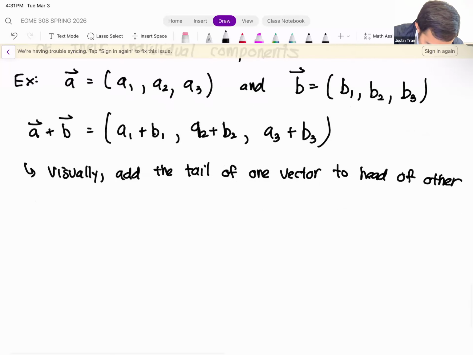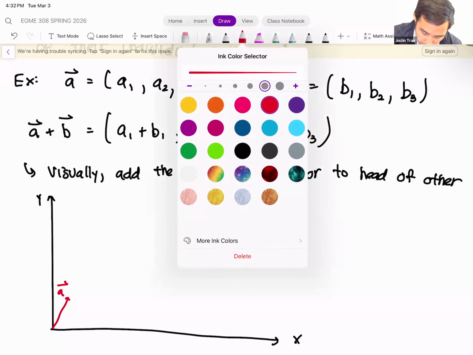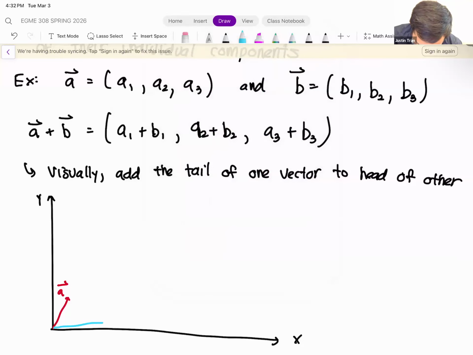All right. So visually, if we plot this out, let's say we have a vector A that looks like this. Actually, let me color code these. Okay. So let's say vector A looks like this. And let's say vector B looks like this.